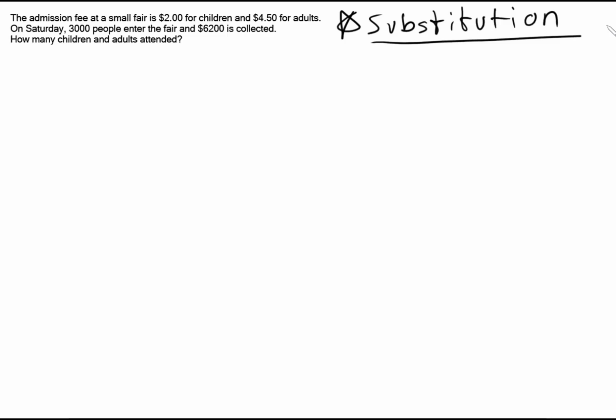The first thing we want to do is identify our variables. We'll call one of our variables the number of children and the other variable the number of adults. We'll name this variable x and this one y. We know that 3,000 people entered the fair and all of them were either children or adults. So x plus y is going to be equal to 3,000. That's the total number of people.